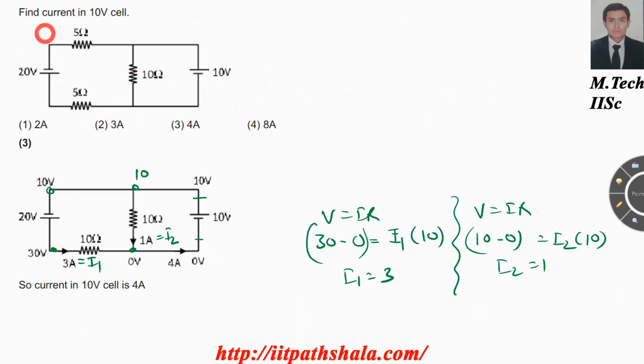Now let us move to the next question. You have to find the current in the 10 volt cell over here. So what you can do is you can just point out the voltages over here. For example, 10 volt is given to me. What I have done is I have taken 10 volt over here, and 0 volt over here. Okay, this point is at 0 volt. Similarly this point should also be at 0 volt, and this point over here should be at 10 volt.